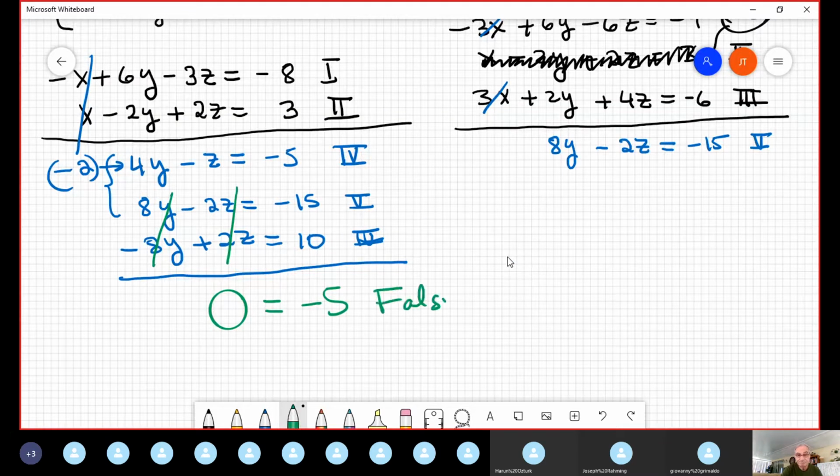Huh? So what is the interpretation of that? What do you think about the interpretation? You saw before in the last class, 0 equals 5. Interpretation. Come on. You try to solve the system, but you cannot, and you get a completely false statement. What is the interpretation algebraically? 0 equals negative 5. It's a false statement.